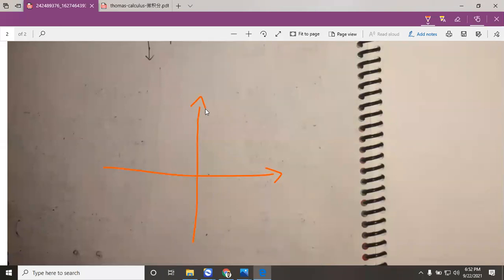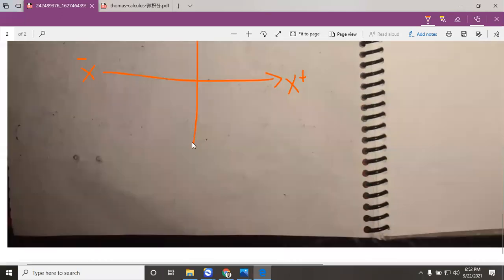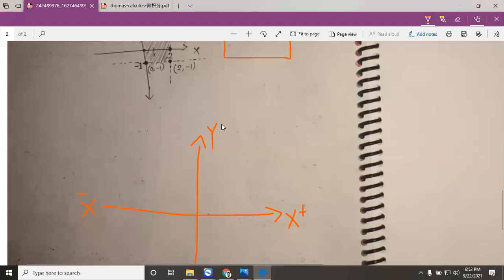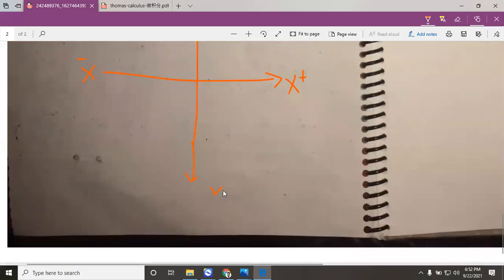So our teacher told me that this will be x plus, and this will be x minus. And this will be y plus, y minus. This will be y plus, and this will be y minus.